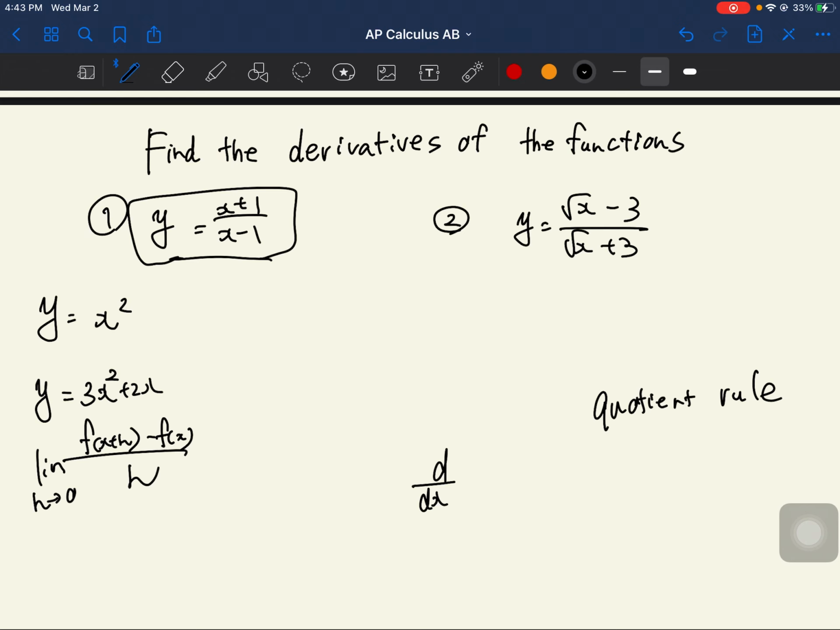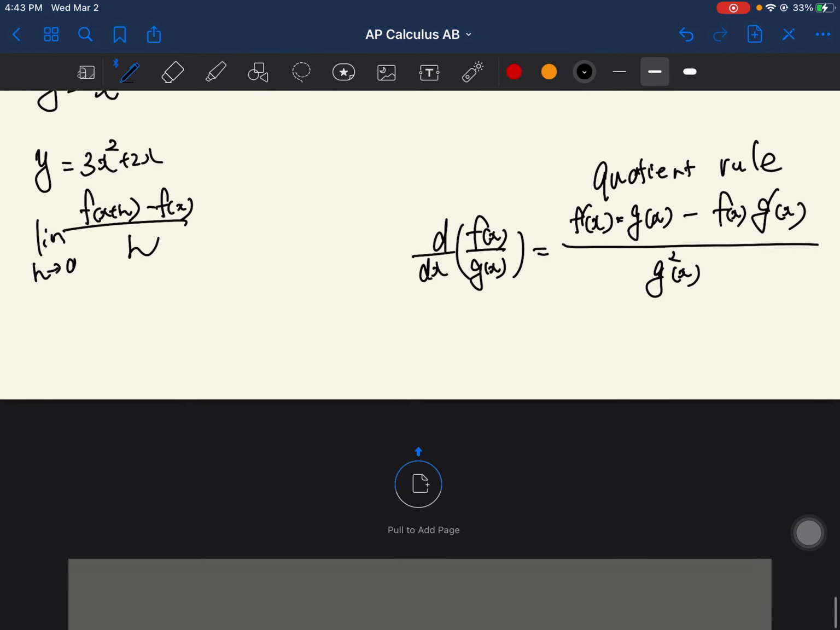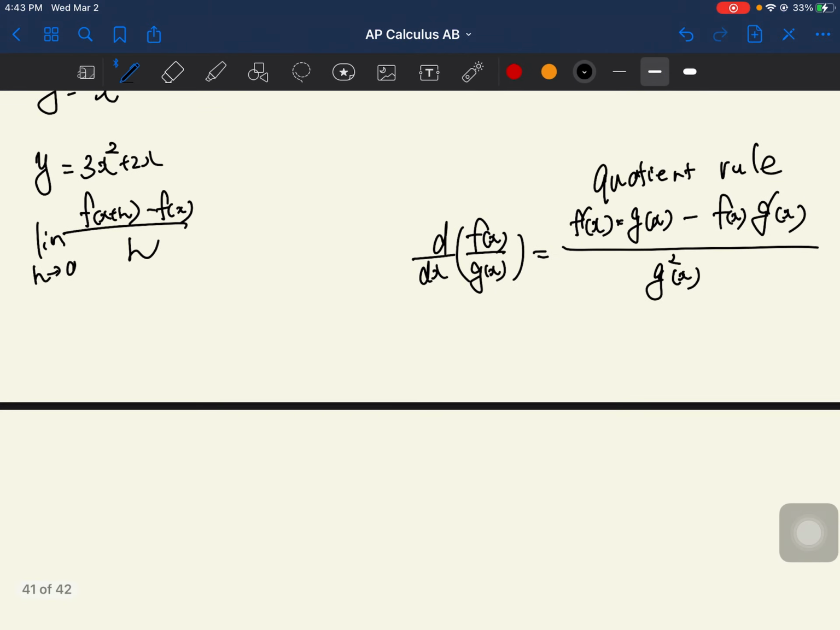Let me just write the formula of this. The derivative of some division of functions, for example d/dx of f of x over g of x, is going to be f prime of x times g of x minus f of x times g prime of x, over g of x squared. So it's a little bit similar to the product rule, but it's actually a little bit different.